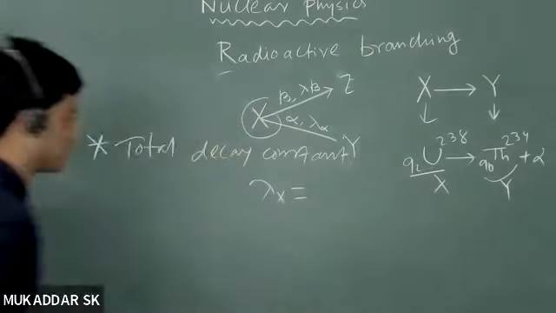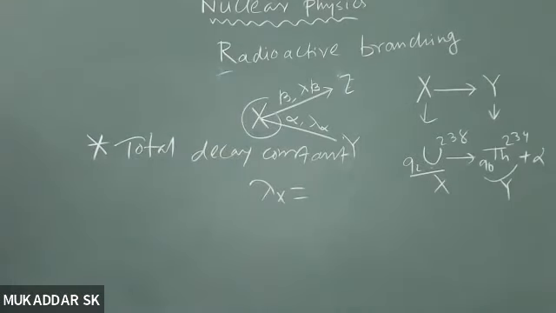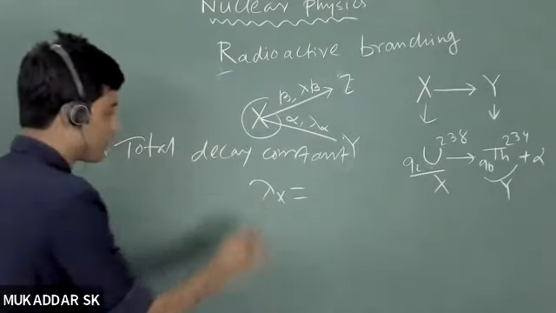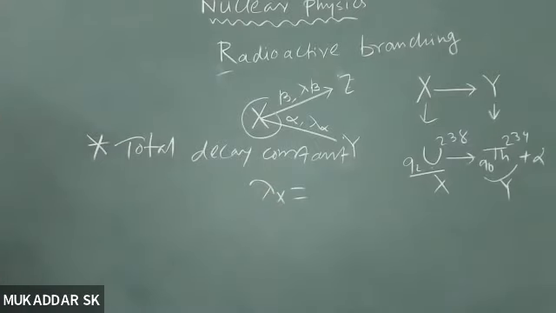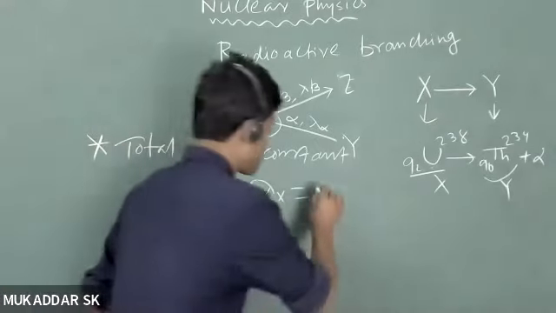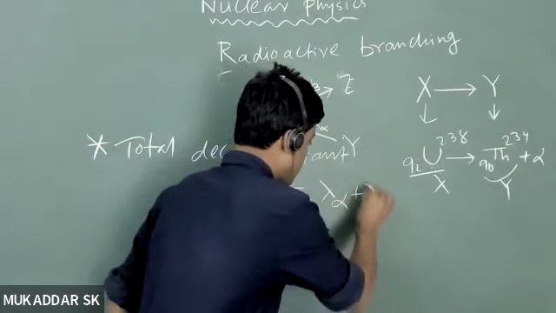You know that decay constant is nothing but lambda, right? So total decay constant of X will be how much? Lambda alpha plus lambda beta. Exactly. So lambda alpha plus lambda beta.